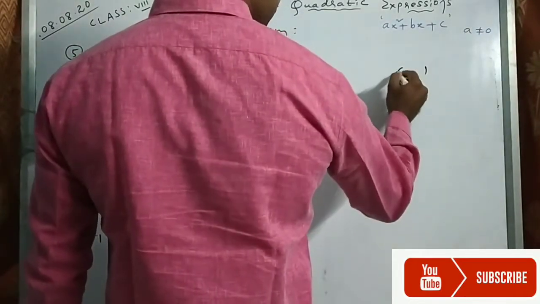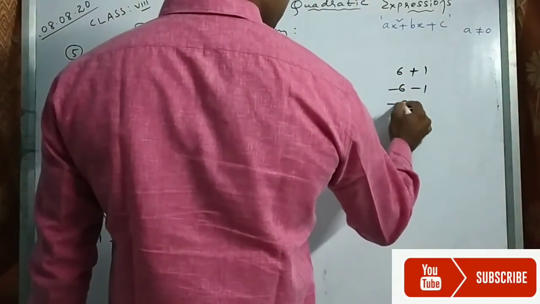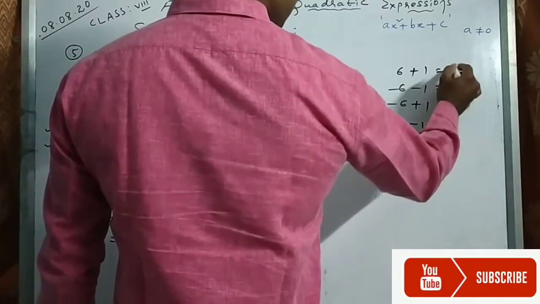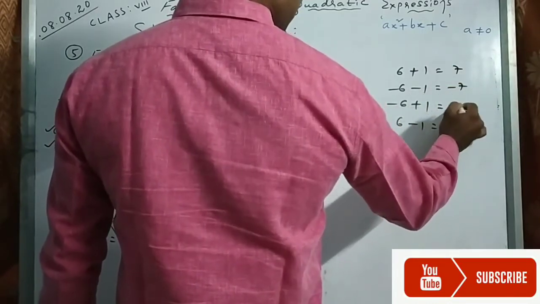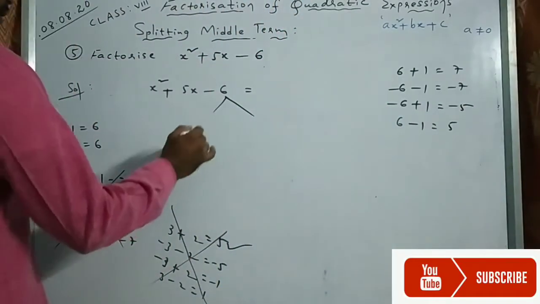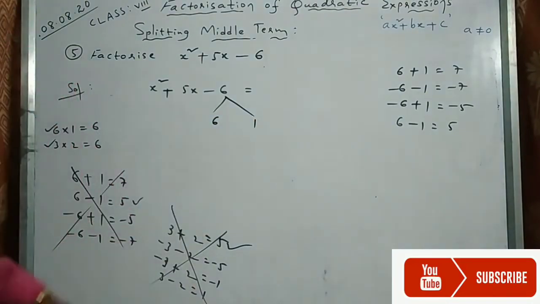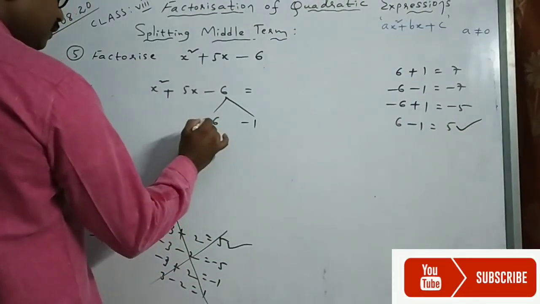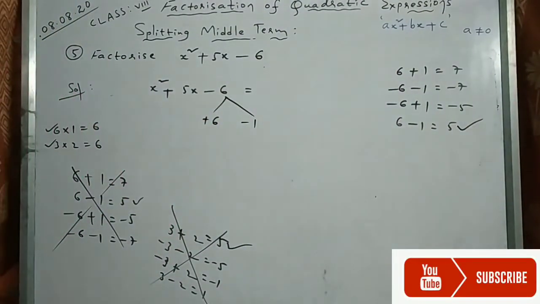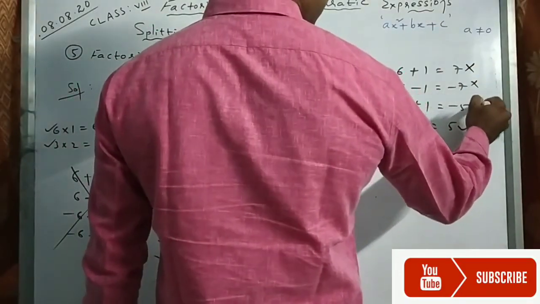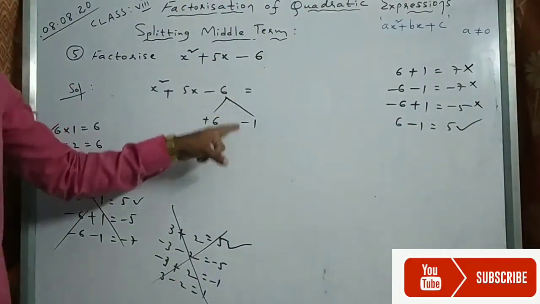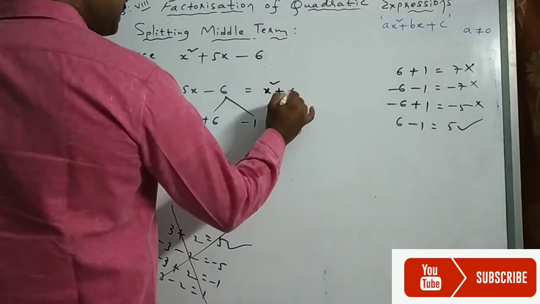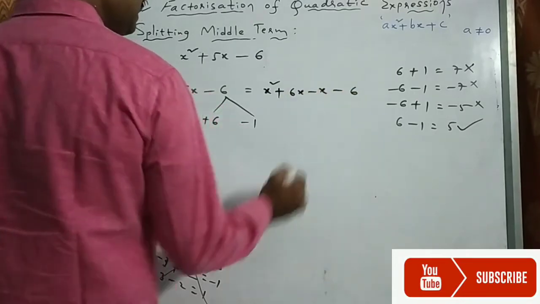6 1s are 6. 6 plus 1, minus 6 minus 1, minus 6 plus 1, 6 minus 1. Which one is possible now? 7, minus 7, minus 5, 5. So 6 1s are 6. Which one is possible? I want plus 5 here. So plus 6 minus 1. Right? These 3 are wrong. Correct? So I can write plus 5x as x square plus 6x minus 1x minus 6.